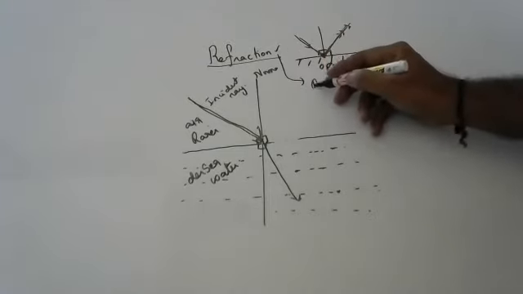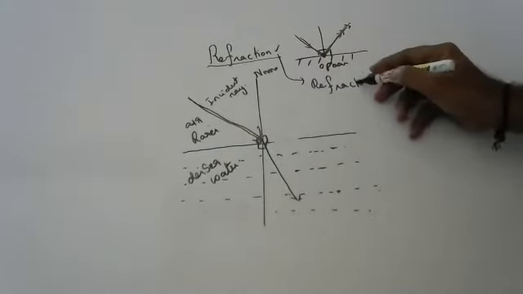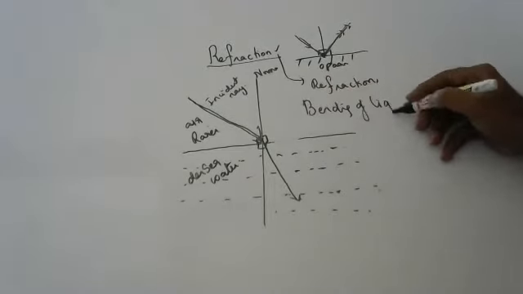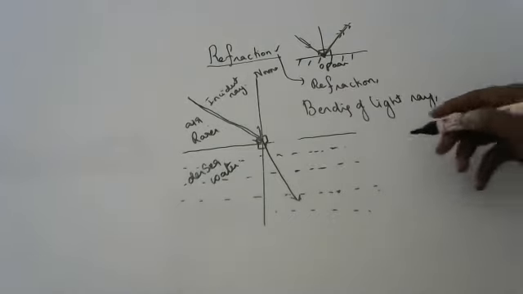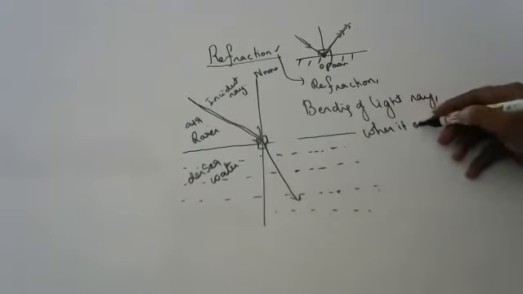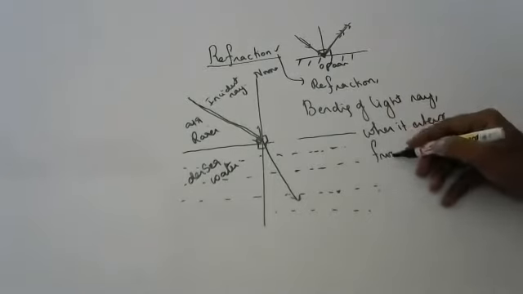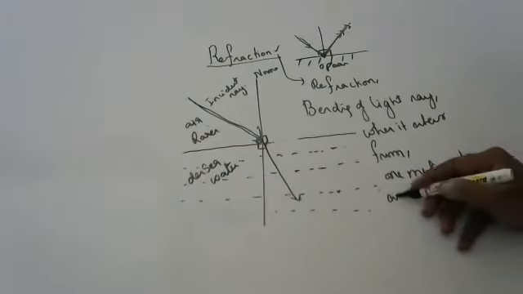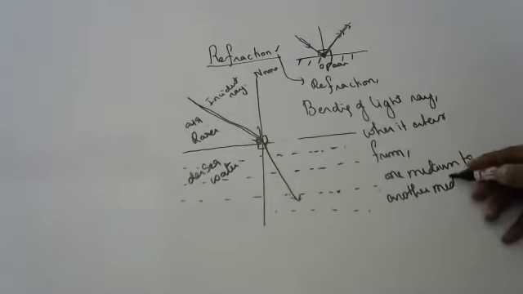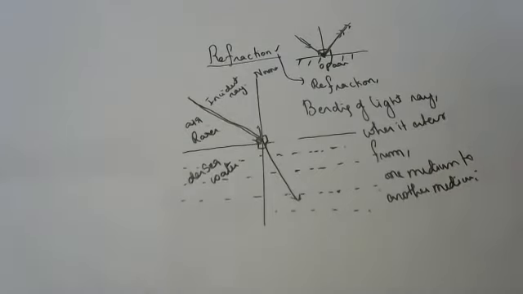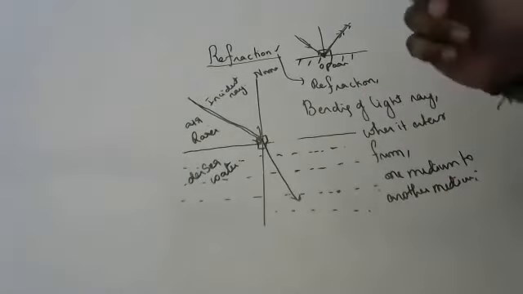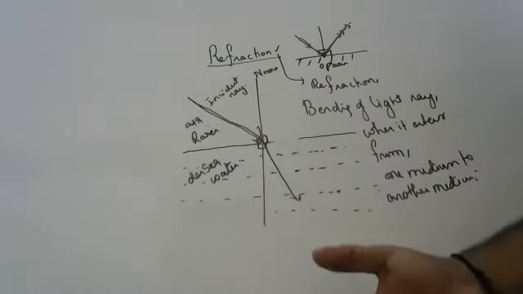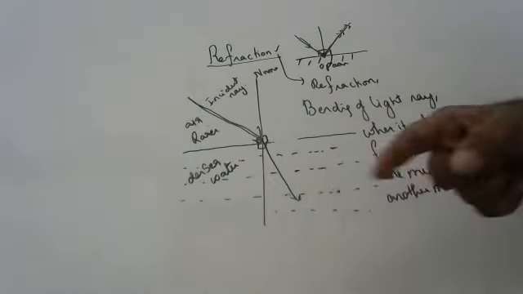What is refraction? The definition goes like this: bending of a light ray when it enters from one medium to another medium. Children, if it is not able to enter into another medium, that is reflection. If it is going into another medium, then compulsorily it will bend. Why will it bend? Because of a change in velocity. It may become fast, it may become slow. If it becomes slow, it bends towards the normal.